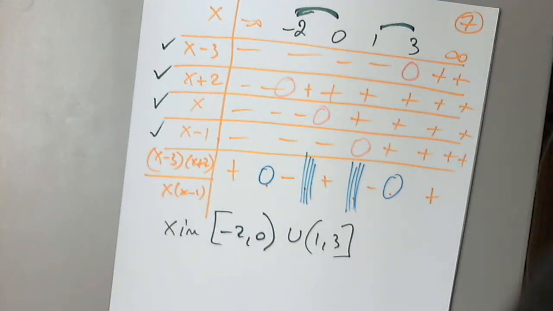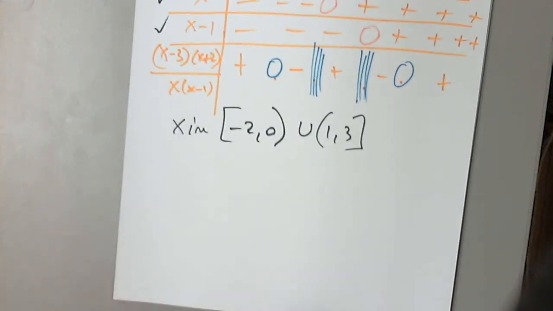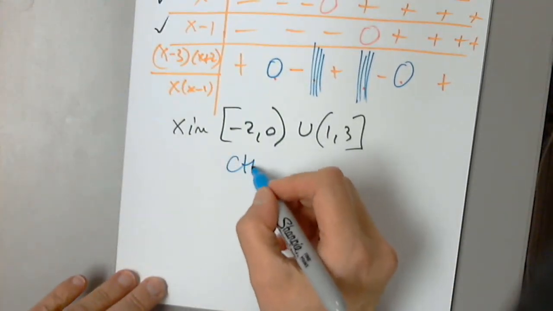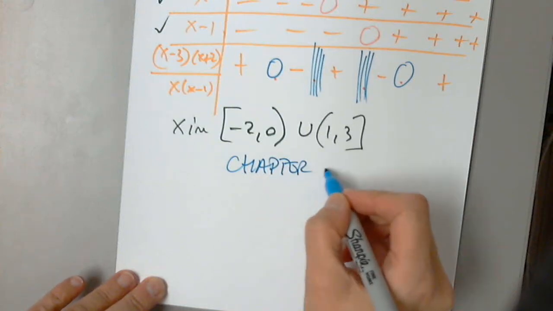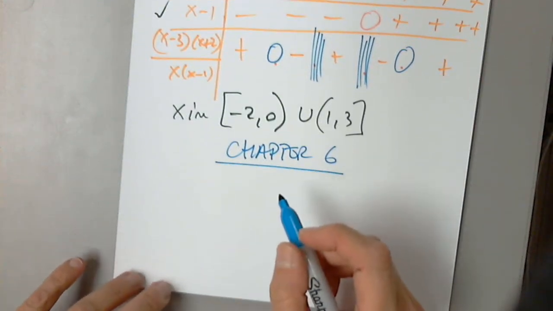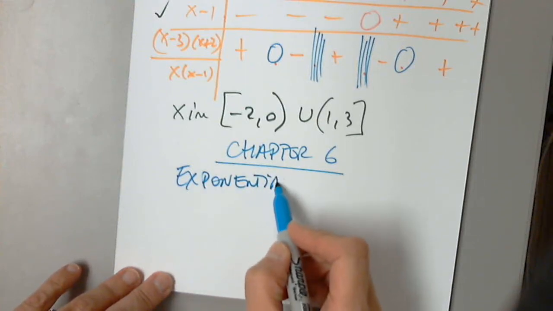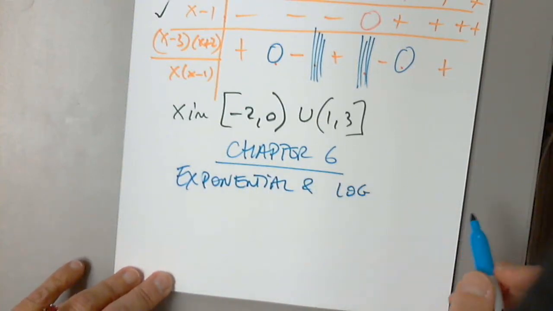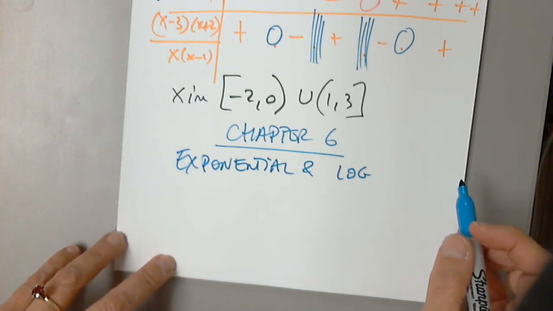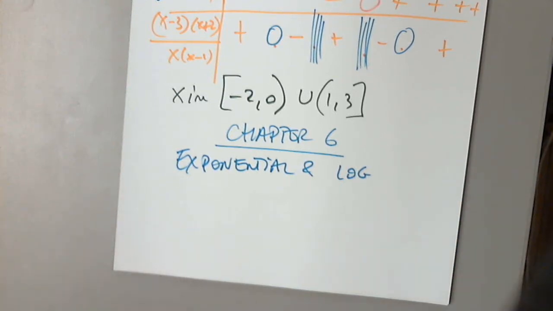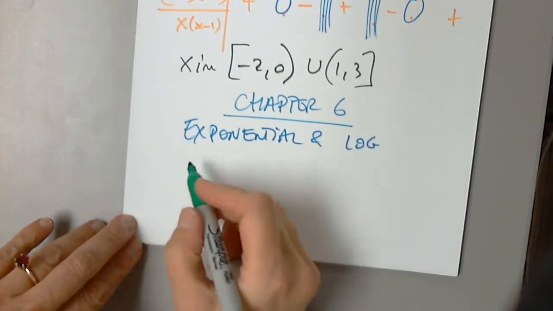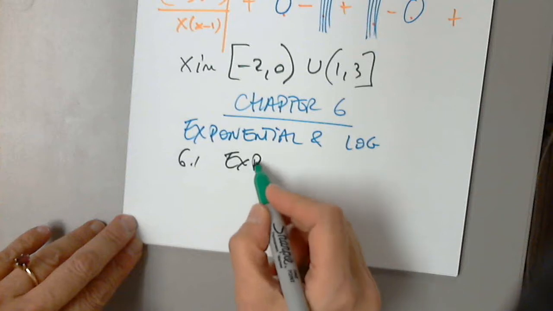That's chapter 6. Why do you think these two functions, exponential and log, are together in the same chapter? They are inverses of each other. Exactly. Right. Very good. Well done. Okay, so let's start with the exponential. 6.1. Exponential.